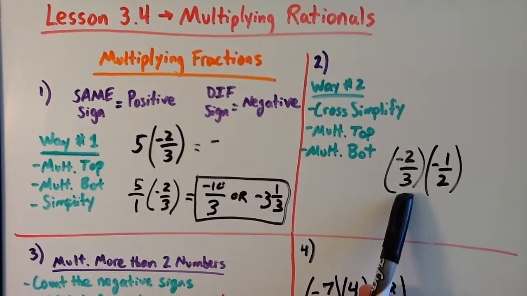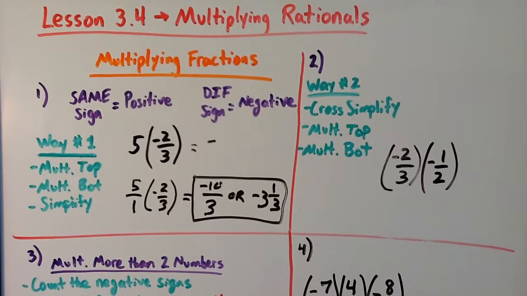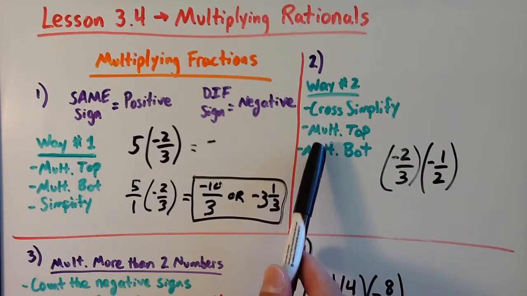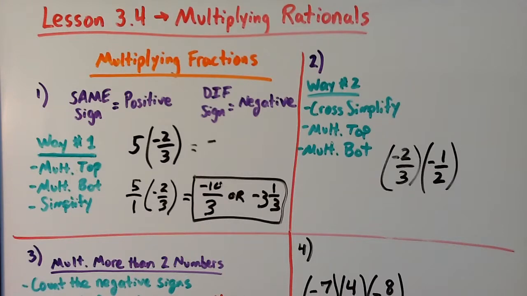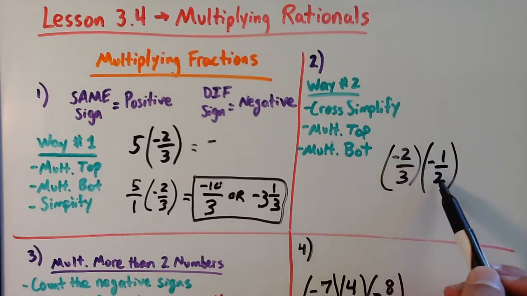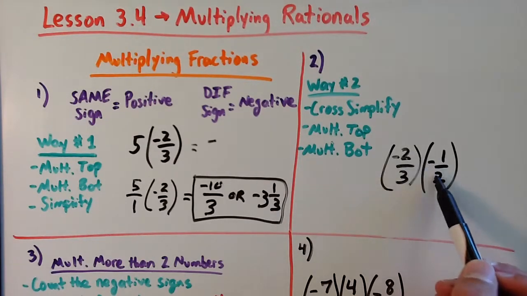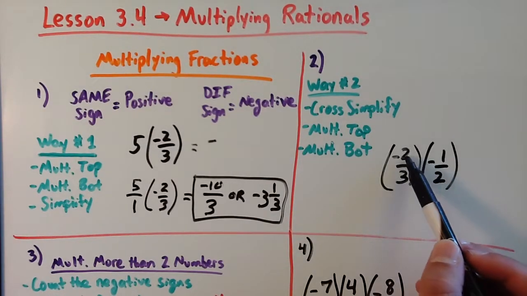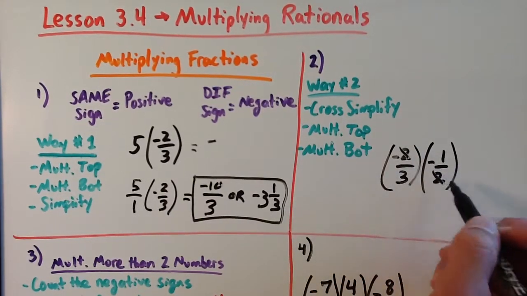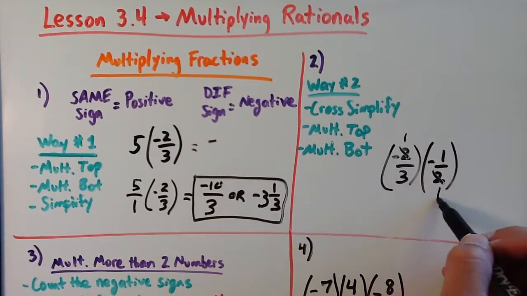Example number 2, I have negative 2/3 times negative 1/2. Now the second possible way you can think about multiplying fractions is you can cross simplify first and then multiply the top numbers and multiply the bottom numbers. What cross simplify means is you're looking for numbers on top and bottom that are divisible by the same factor. And so when looking at these fractions, I see a 2 in the numerator and a 2 in the denominator. And I know 2 is of course divisible by 2, or I could say 2 over 2 is equal to 1. And so let's cross simplify 2 over 2 to be the same as 1 over 1.